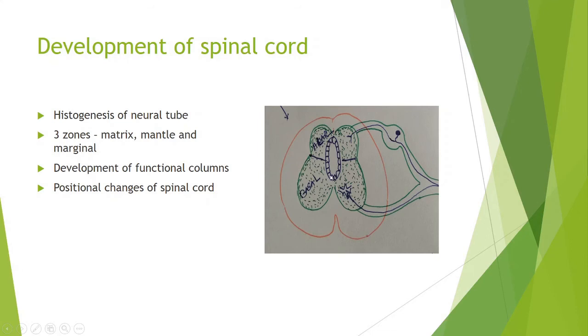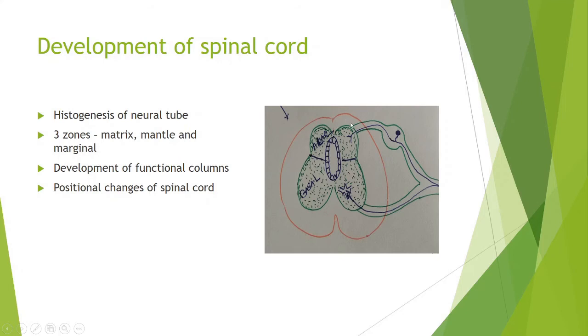From this mantle cell layer, for example, the alpha neurons, which are present in the anterior gray columns, also known as the motor area, send out axons, and these axons then go towards the spinal nerve. In this way, three layers. The most outer layer, where only axons are present, is known as the marginal layer.